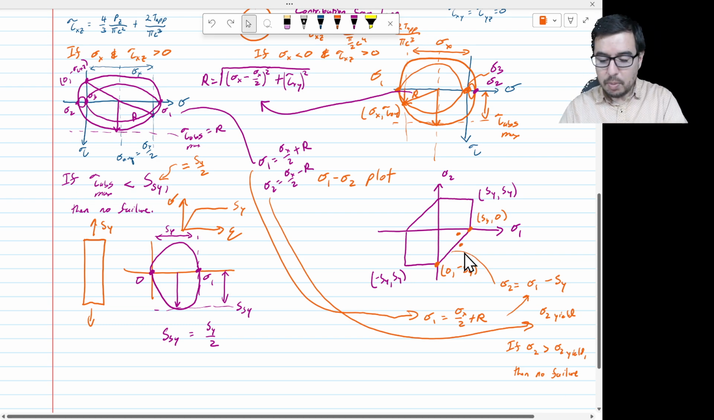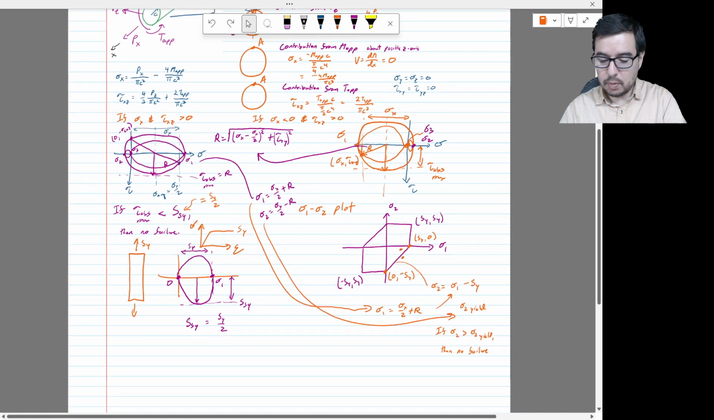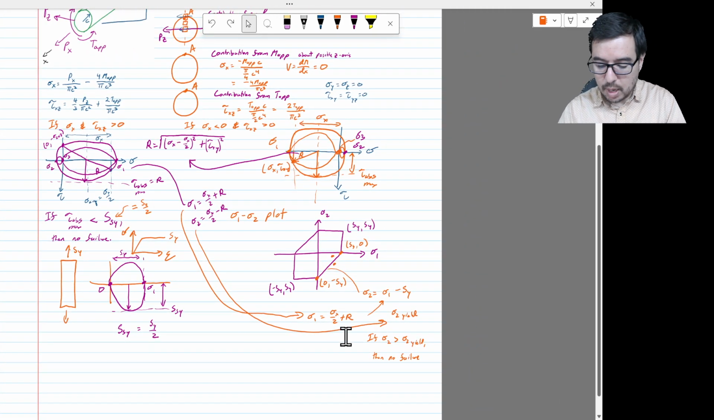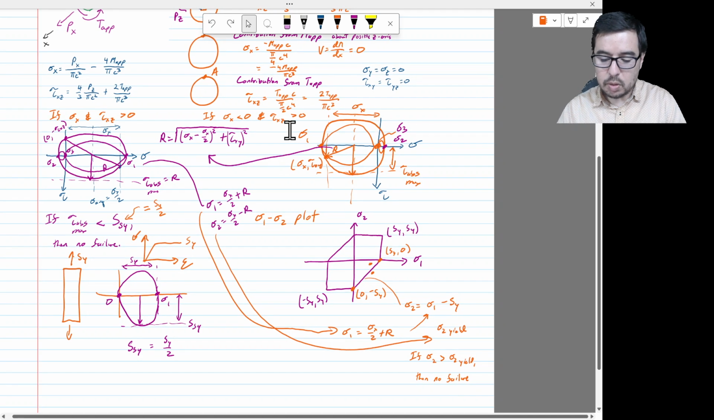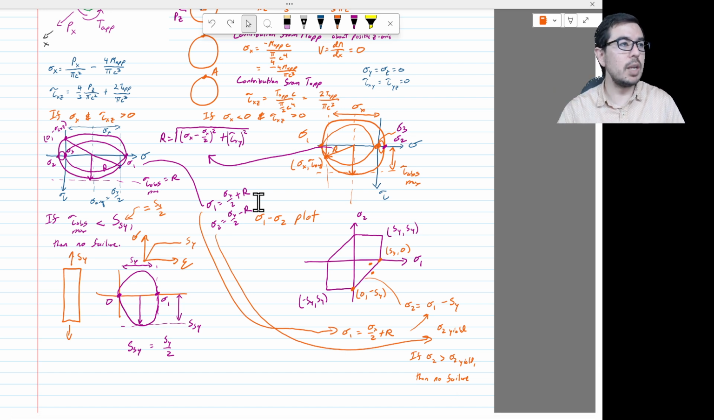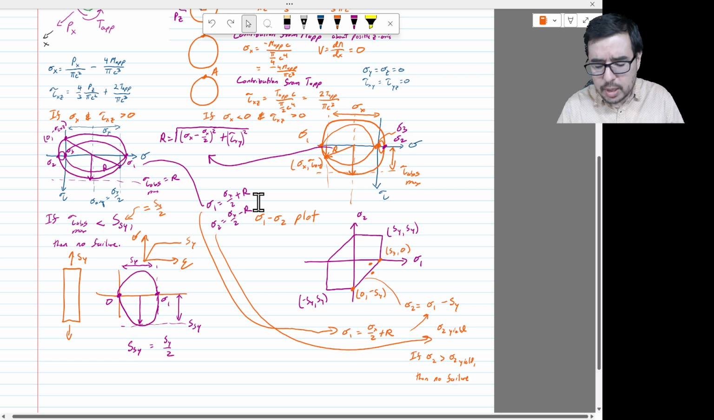That might have been a long video to explain how to attack this problem, but I hope it's helpful. Yes, you can use the Mohr circle to identify whether or not you're going to have failure due to the Tresca criterion for absolute maximum shear stress. But we can also use these sigma 1, sigma 2 plots, along with the Mohr circle, to figure out if we're going to have failure as well.